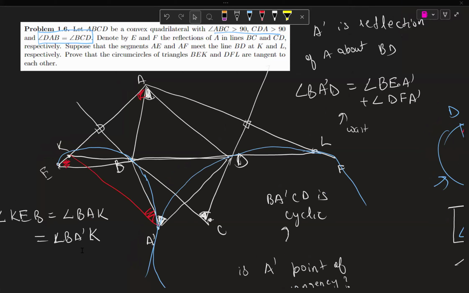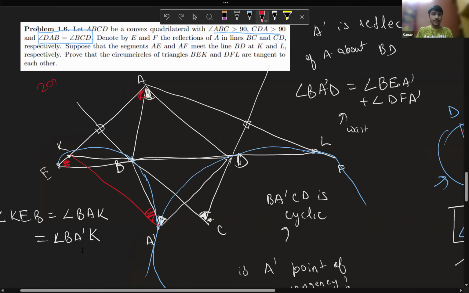Source of this problem. The source is, I think, 2020 G3. It might be 2021, but I'm not pretty sure. But I think this is fine.